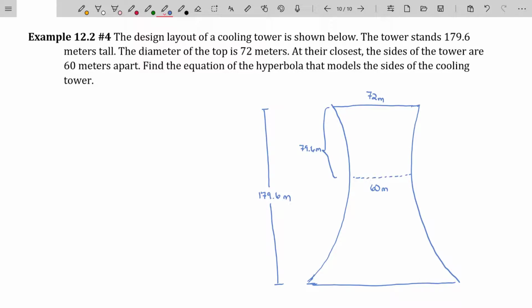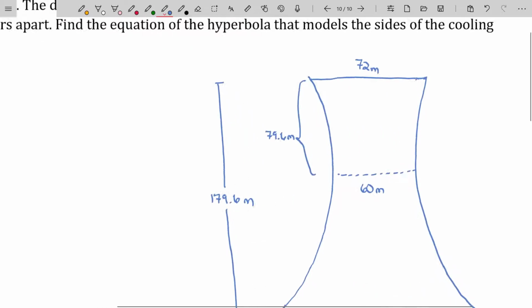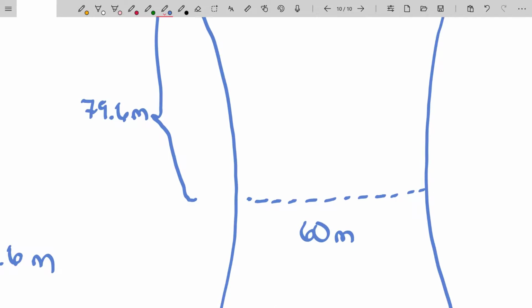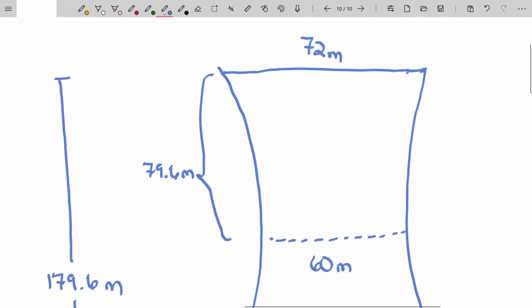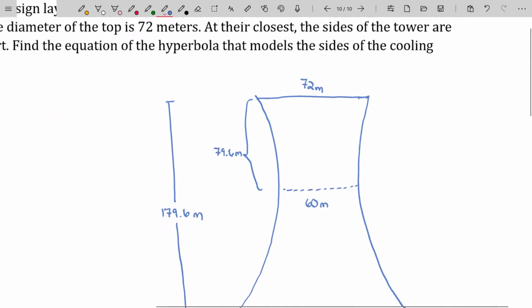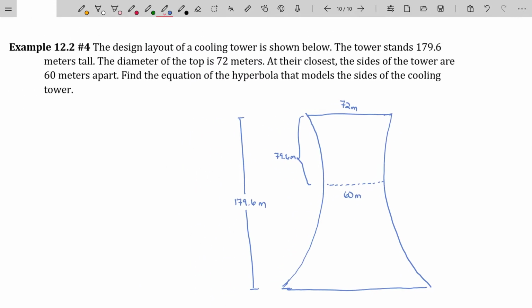Now, one of the most common uses for hyperbolas is in hyperboloids for cooling towers for nuclear reactors. This tower right here stands 179.6 meters tall. The diameter of the top is 72 meters. At their closest, the sides of the towers are 60 meters apart. That's what you have there. And then you can see from the narrowest part to the top of the tower there is 79.6 meters. And we're asked to find the equation of the hyperbola that models the side of the cooling tower.